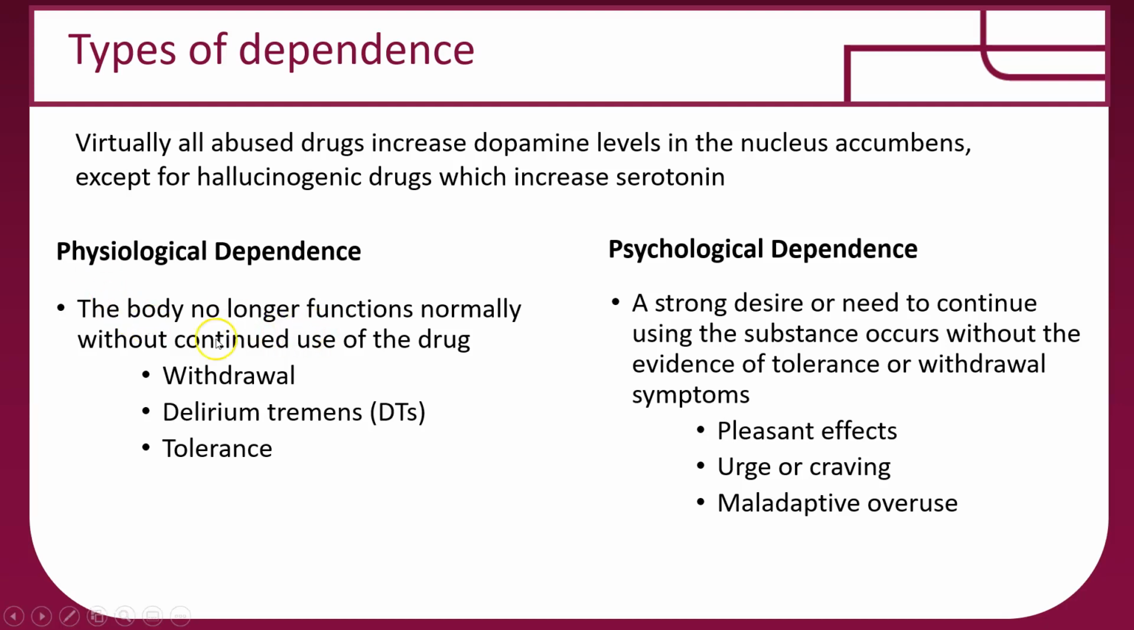A physiological dependence, this is a physical dependence. The body no longer functions normally without continued use of the drug. And we see withdrawal syndrome. So when someone stops using the drug, they have significant physical feelings in their body, and it's usually very negative feelings that makes them want to use the drug again. Tolerance, meaning you need more and more of the drug to feel that initial high. So the first time someone uses heroin, they will describe it as this most amazing, incredible, euphoric feeling, and then they need more and more and more of the drug to get that same feeling.